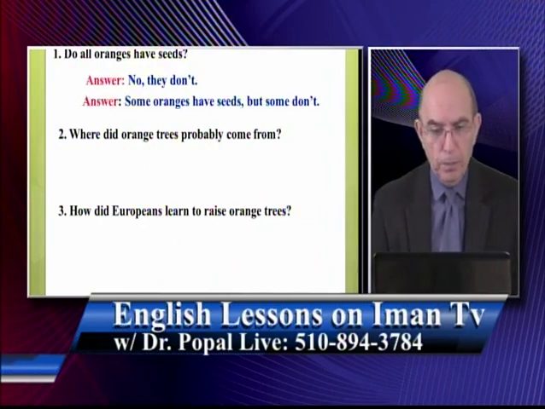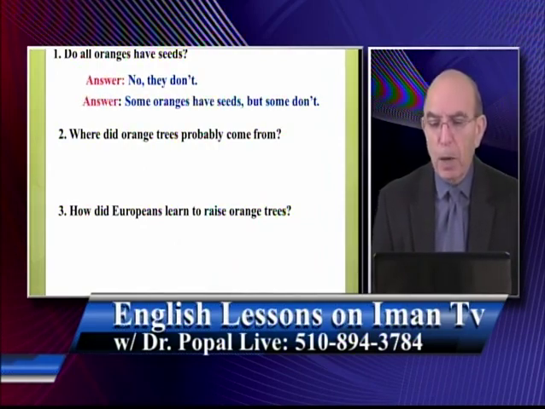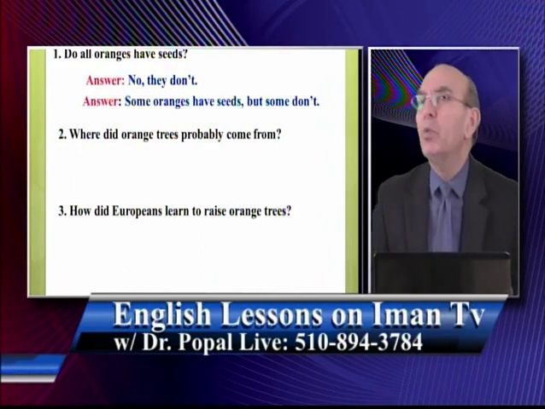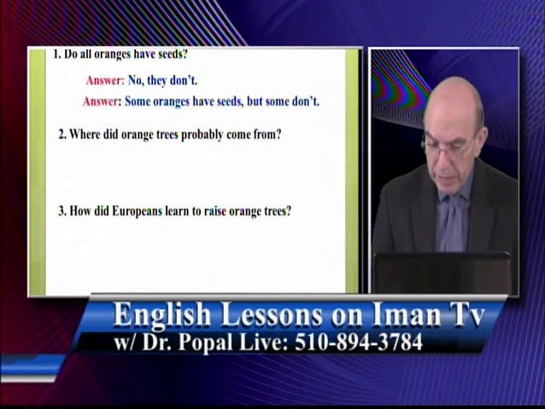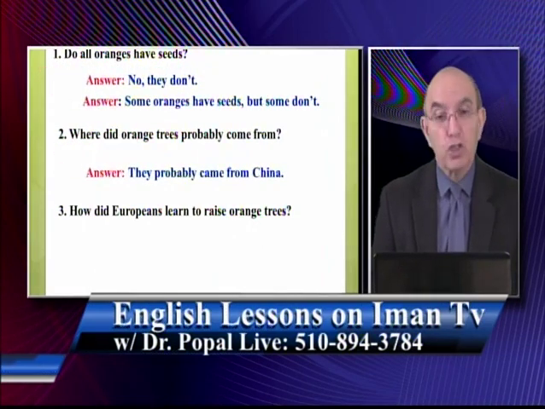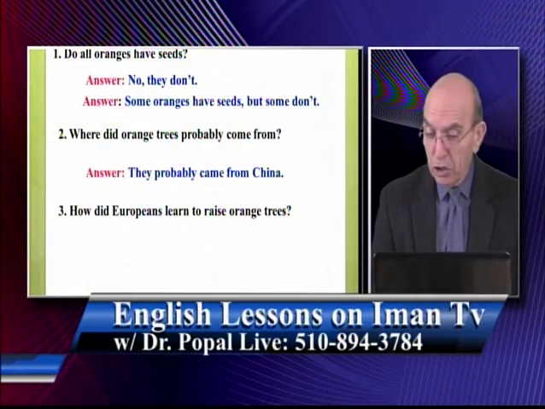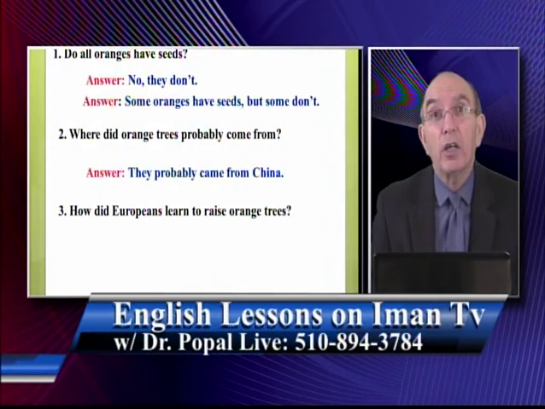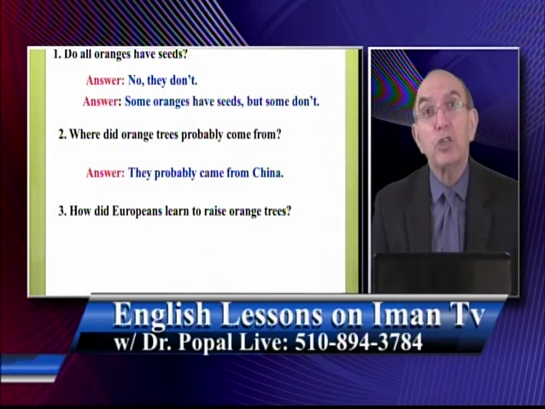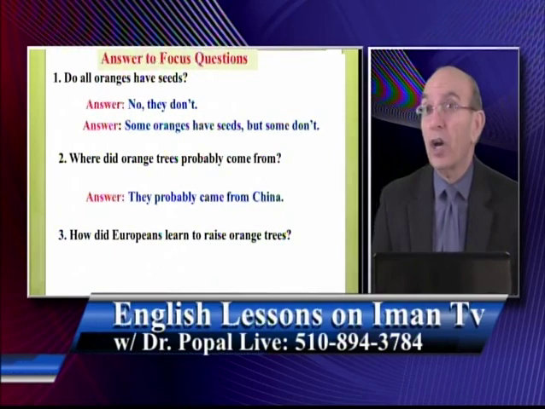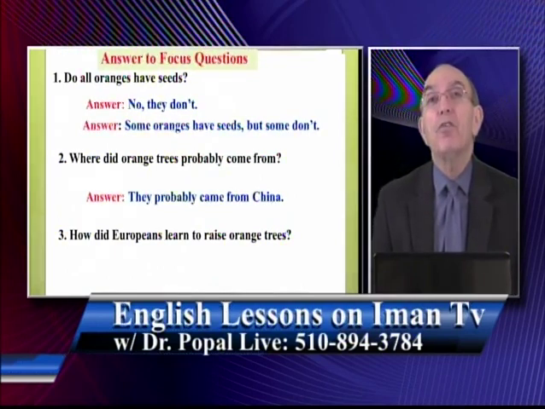Number 2, where did orange trees probably come from? I give you the answer. There's only one country I named. What was that country? That country is China, right? China. So orange trees or oranges probably come from where? From China. Did you know that before? The orange that you eat today, and also in Afghanistan, in Jalalabad, with very good oranges there. But originally oranges, they come from where? From China.